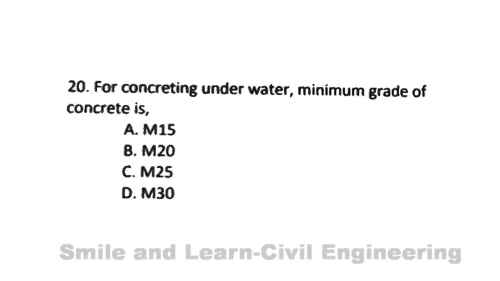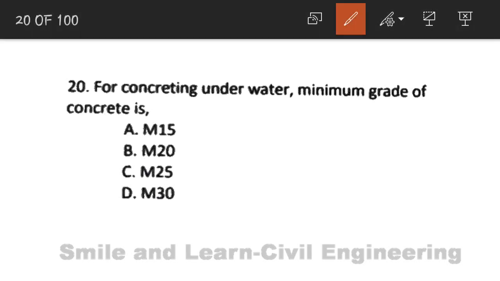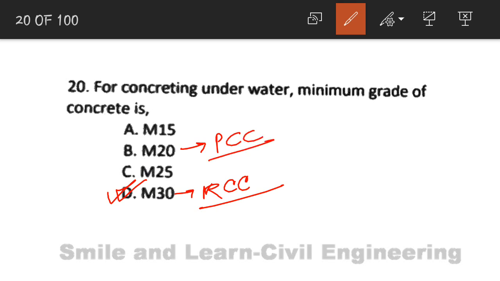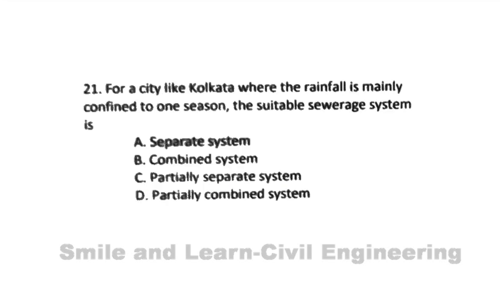For concreting underwater, minimum grade of concrete. Now you see minimum grade of concrete, so we will consider RCC only. So for RCC it is M30, option D we will consider because nothing is mentioned, so we will consider RCC. PCC are not done nowadays, and for PCC it will be M20. But for your knowledge I am telling, PCC is M20, minimum grade.